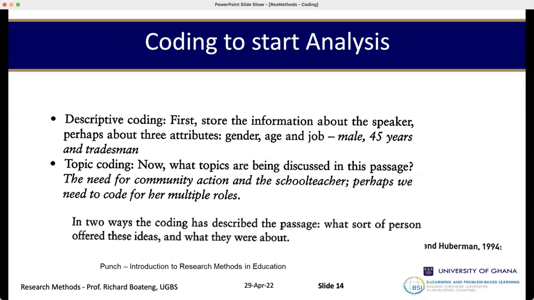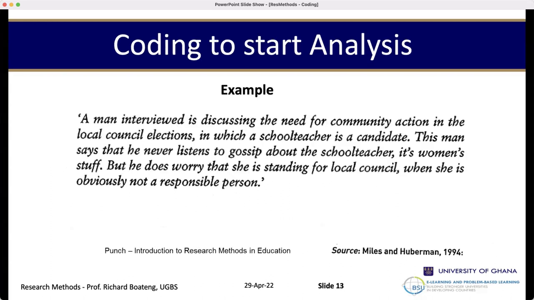Okay, so the first one is the descriptive code. The second one is the topic code. The topic code then becomes about what the person is saying. So I think the first thing we can look at is that we hear the man talking about how he never listens to gossip about the school teacher, it's women's stuff. He does worry about the woman standing for local council.